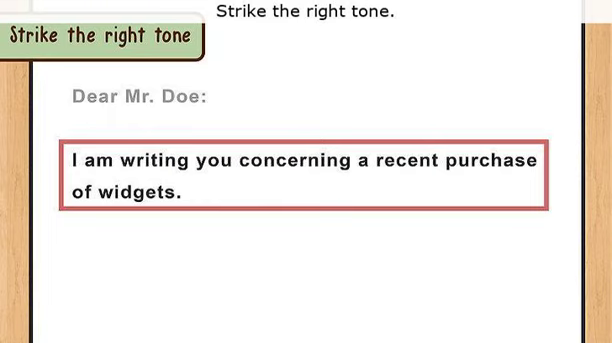Be persuasive in your letter. Most likely the purpose of your letter is to persuade your reader to do something: change their mind, correct a problem, send money or take action. Make your case.